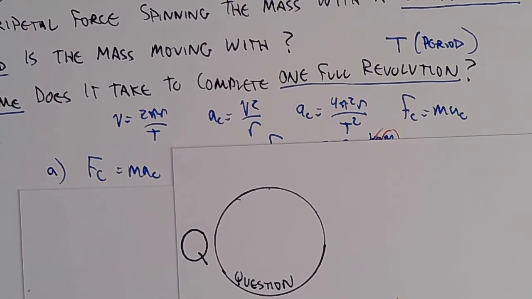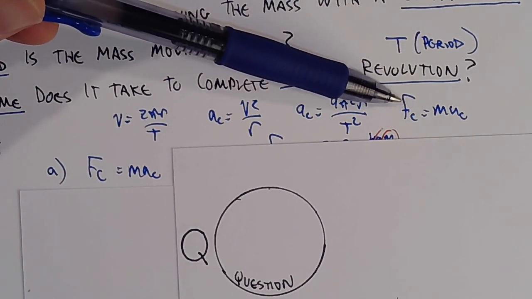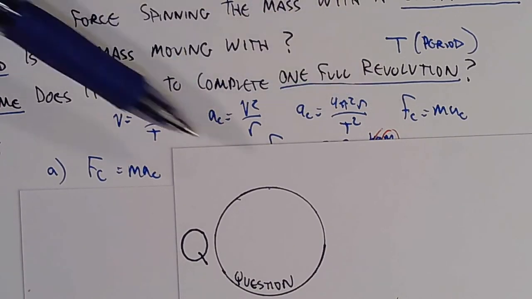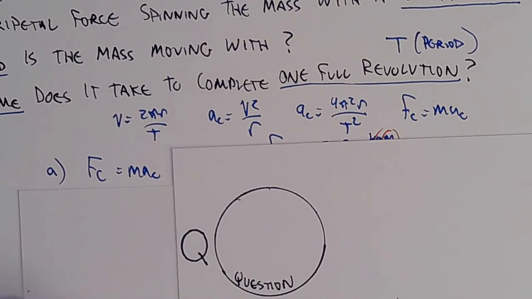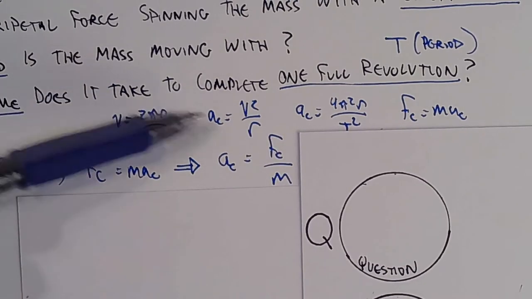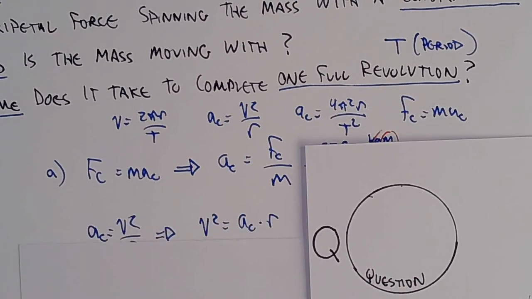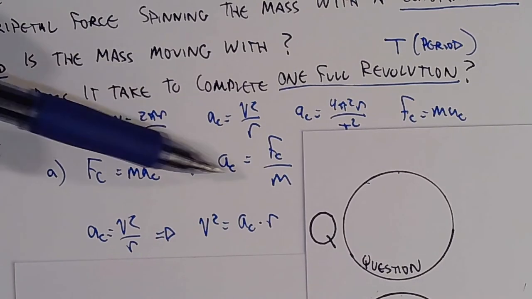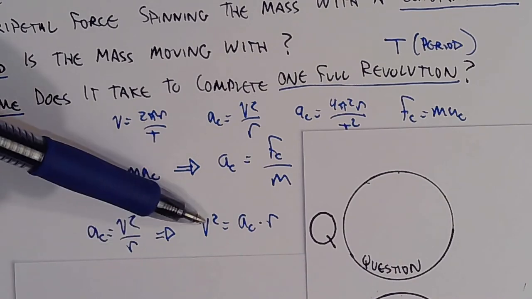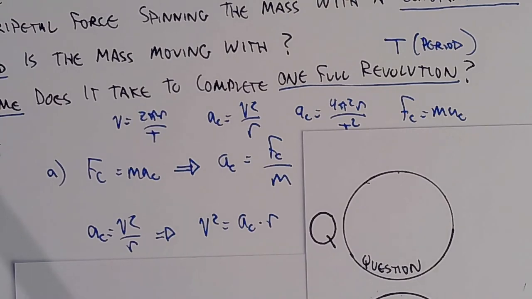Now, the fact that they gave us the force is a pretty good indication that we might be using this equation over here. And, like I say, sometimes if you don't know what you should do, do what you can do. So we can't actually solve for the speed right now, but we could figure out the centripetal acceleration. We know the force and we know the mass. And then once we know the centripetal acceleration, we could use the centripetal acceleration and the radius to solve for the speed. So this is our ultimate goal, but we need to get the acceleration first to get there.